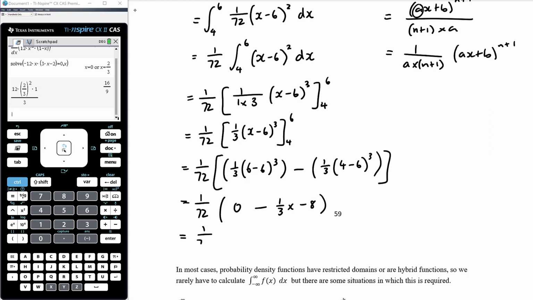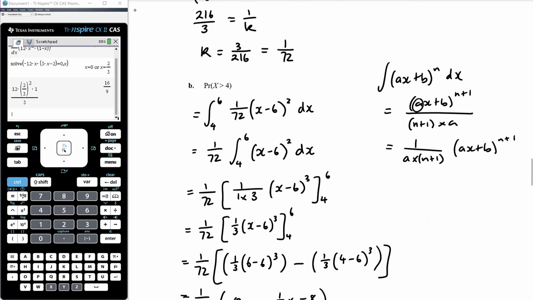So we've got 1 on 72 times, it's negative times negative, so it's positive, 8/3. The 8 and the 72 cancel down because 8 goes into 72 9 times, and so that's going to be 1 on 9 times 1 on 3, and so 1 on 27. And so we have 1 on 27 is the probability of x being bigger than 4.